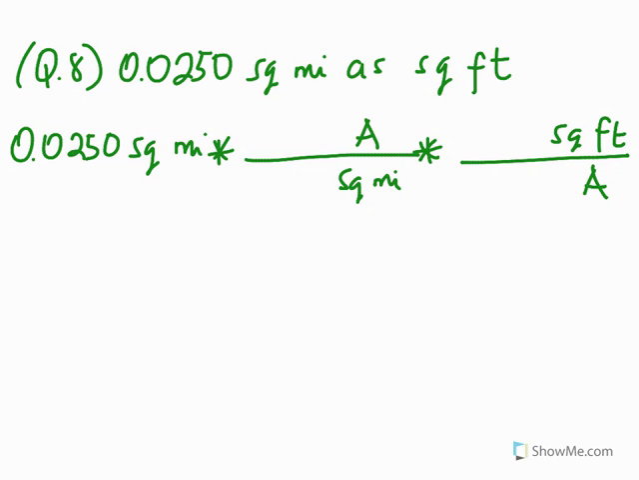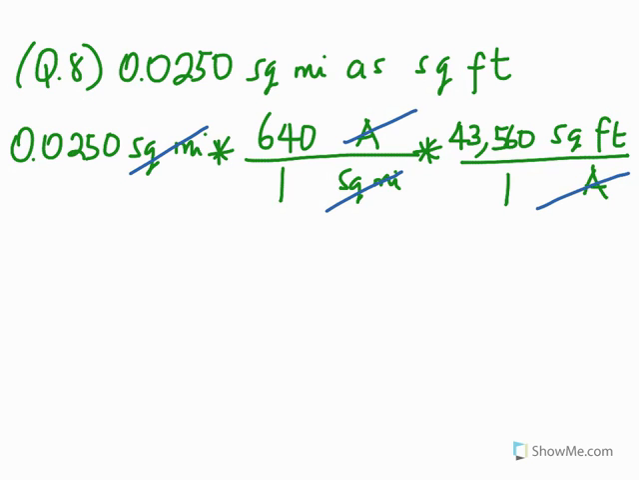Okay? So, what is our relationship between acres and square miles? We have that 1 square mile is 640 acres. Then what is our relationship between acres and square feet? We have that 1 acre is 43,560 square feet. And then let's cross out the units here. Square miles divide square miles. Acres divide acres. And we now have only square feet.